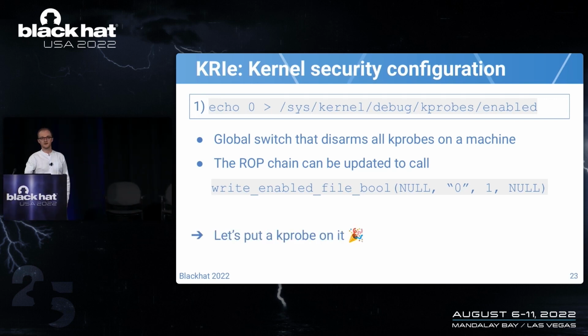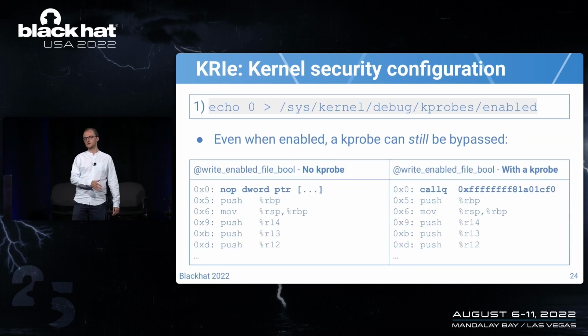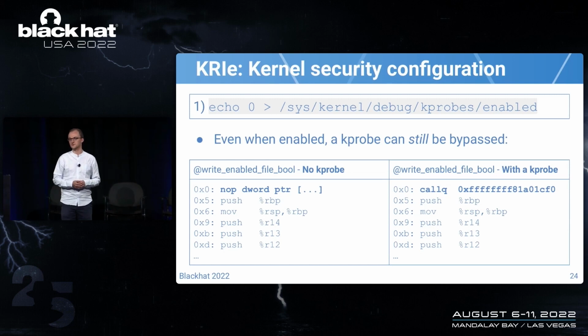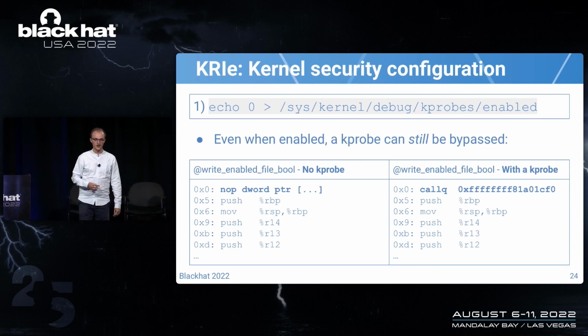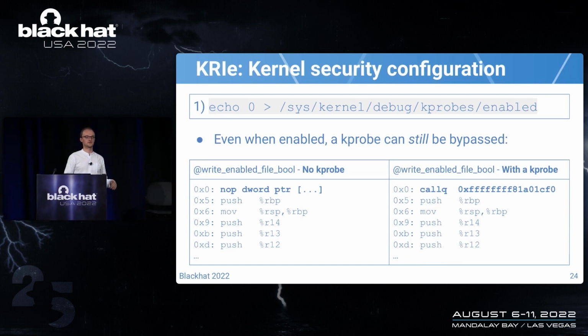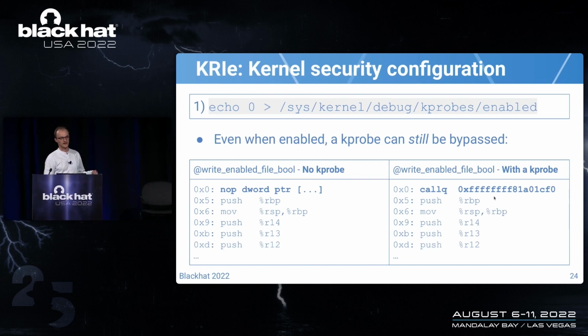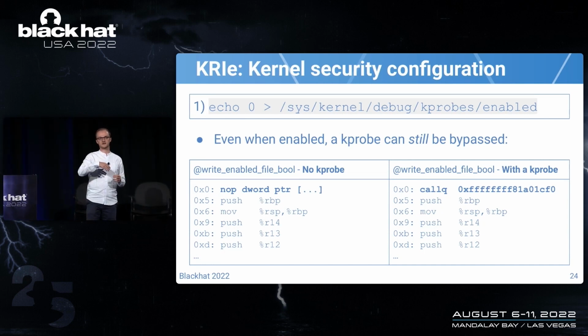All right, so let's put a kprobe on it as well. Well, the problem is, even if you did put a kprobe on it, if an attacker knew that you were using kprobes, there is another way to bypass kprobes, even without going through the pain of calling write_enabled_file_bool. The way you can understand how to do it is simply by looking at the bytecode at runtime. On the left here, you can see the bytecode of the function without a kprobe, and on the right, this is with a kprobe. What's happening here is that when a kprobe is loaded, the bytecode is rewritten to call some address that is actually a subsystem of the kprobe feature, and then this subsystem will actually call your eBPF program.